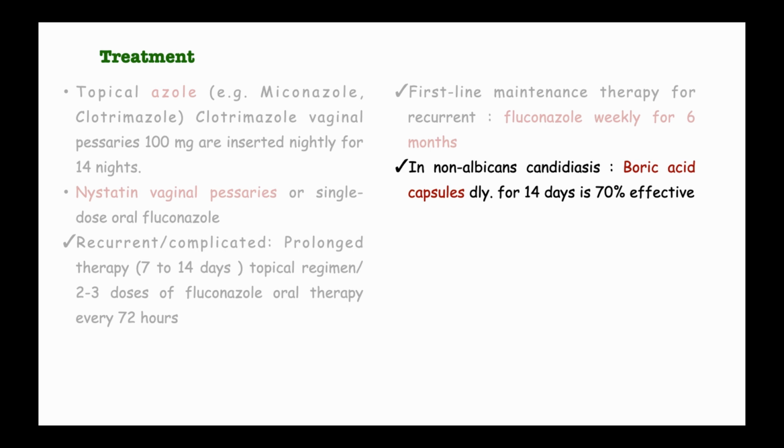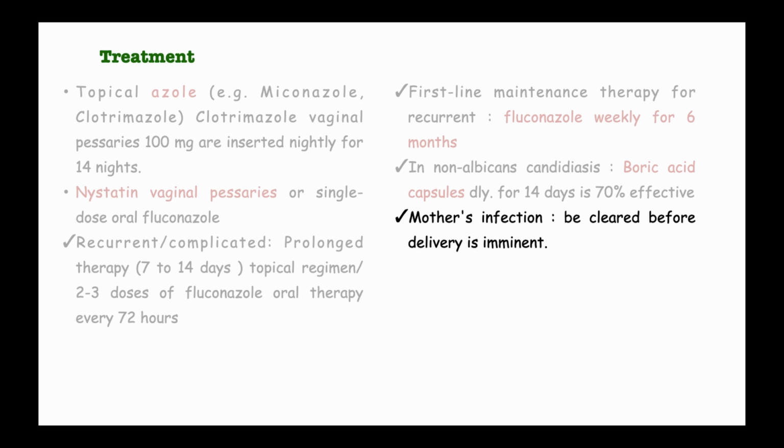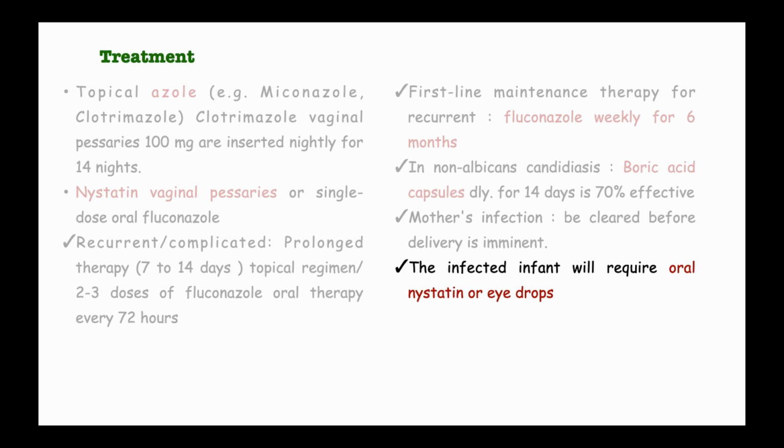Now, like I said, it's possible that the infant may take this infection from the mom as it passes through the birth canal. And so should the infection be transmitted to the fetus during delivery, a troublesome thrush or eye infection may develop. It is therefore essential that the mother's infection be cleared before delivery is imminent. So the infected infant will also require oral nystatin or eye drops to help treat this infection.